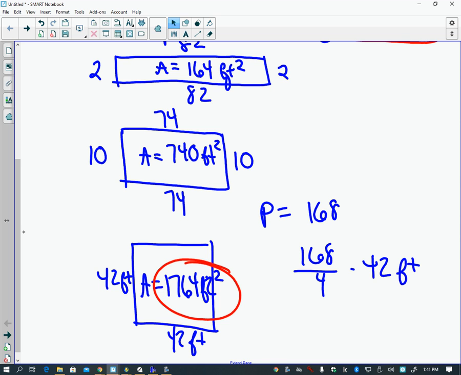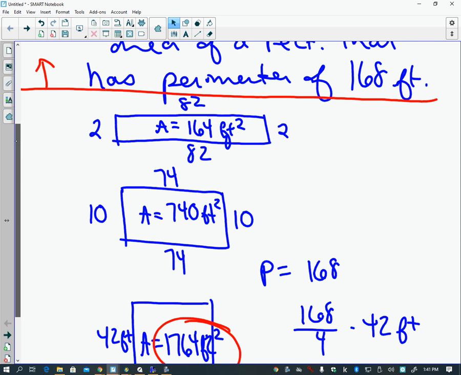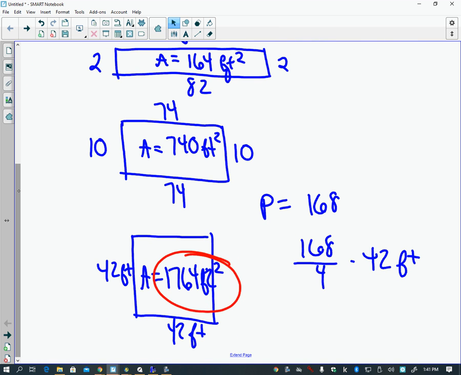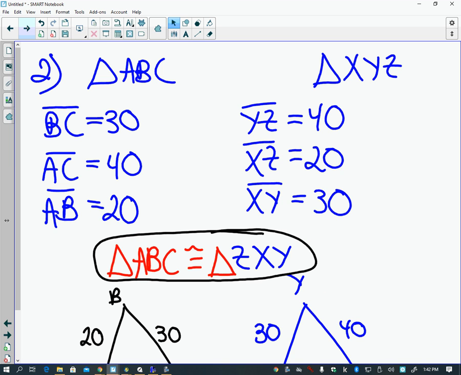To find the area, I take 42 times 42, and I get 1,764 feet squared. Is that bigger than 164 feet squared? Right. Okay, considerably. So that shows you what kind of impact a shape like a square has on an area versus just any kind of rectangle. Does all that make sense? Great. All right, question number 2.